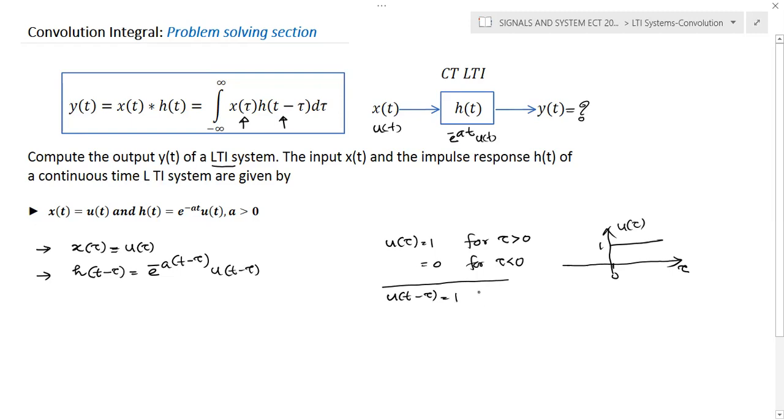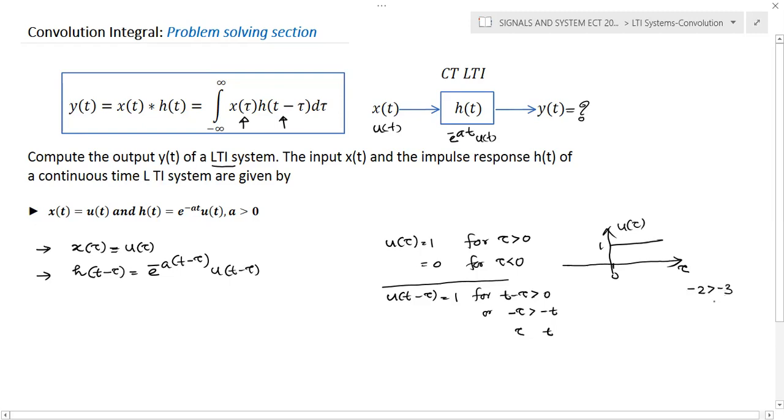So we can write the definition for that particular signal, u of t minus 2. u of t minus 2 is equal to 1 for, within bracket it is t minus 2, so you can write t minus 2 greater than 0. Or if you rewrite this equation, you can write minus 2 greater than minus t, because we require it in terms of tau. So we multiply this quantity with minus 1 and we get tau and t. For example, if minus 2 is greater than minus 3, and if you multiply with minus 1, it becomes 2 and 3. Then you need to change the sign. Similarly, if you multiply with minus 1, we need to change the sign.